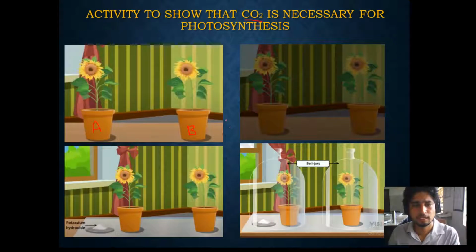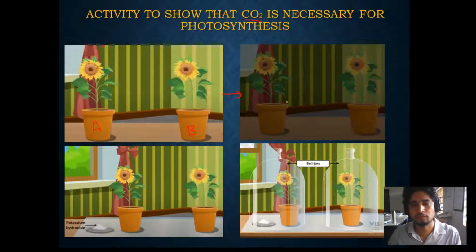So first, in order to remove all the reserved food materials, we are going to take out all the starch which is present in them, because we need to be sure they don't have any more food materials present in them. We need to have a fresh photosynthesis for them. So first we are going to remove all the starch. How are we going to remove that reserved food material? We are going to place them in the dark.